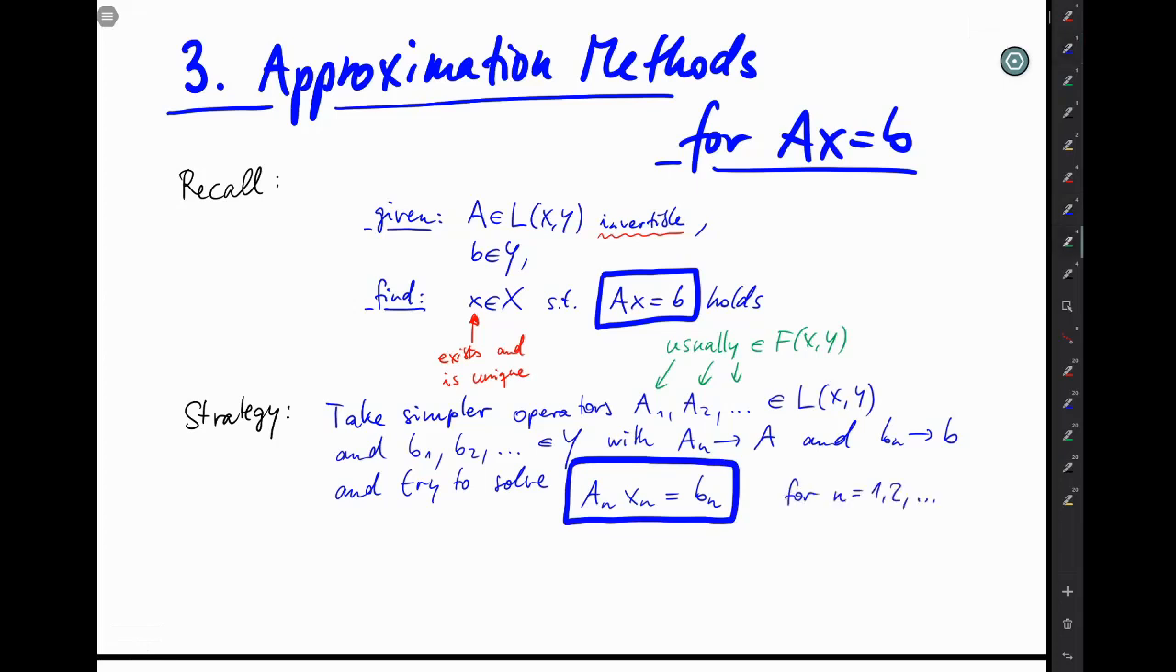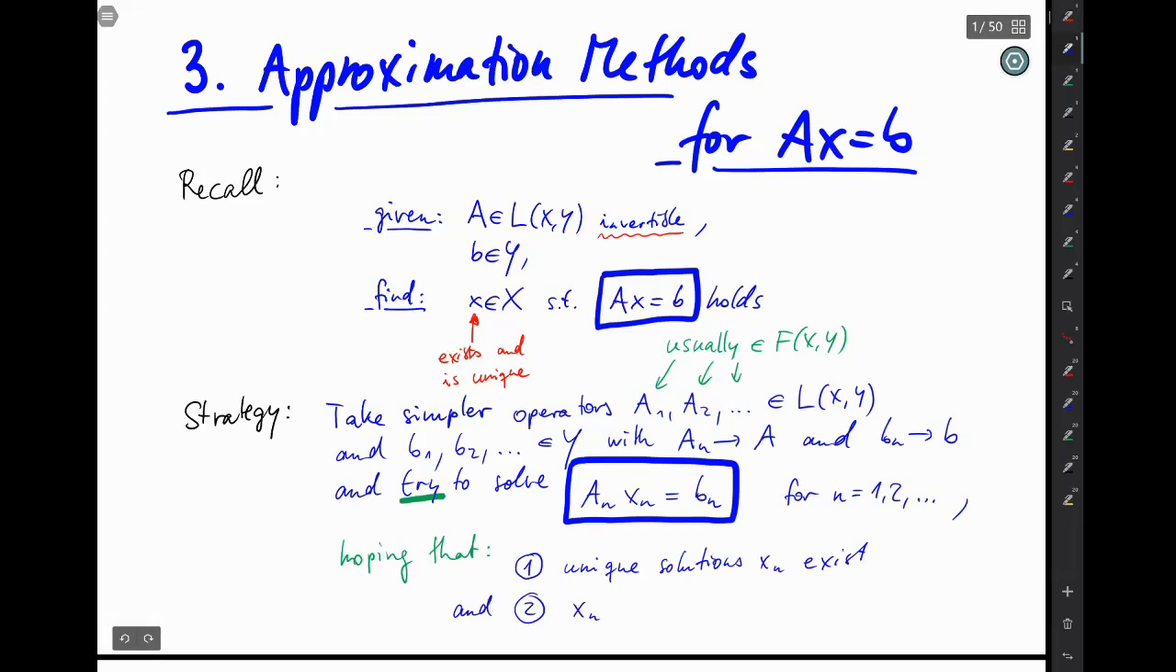Okay, and when we say try, then this always says that we might fail. So in particular, we are hoping, but cannot guarantee yet, that these simpler equations will have solutions. And like in the case of our original equation, we are hoping for unique solutions. And the other point is, of course, that these unique solutions will converge to the unique solution of our original equation that we are actually looking for.